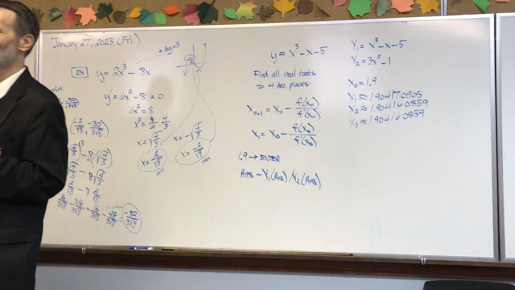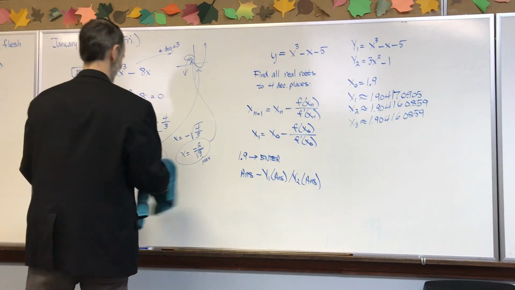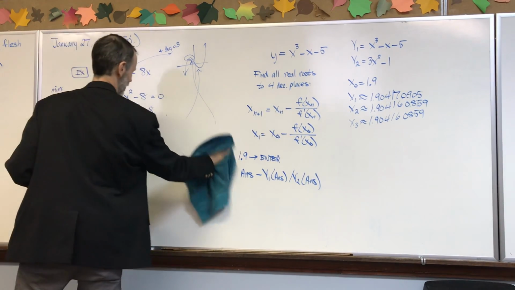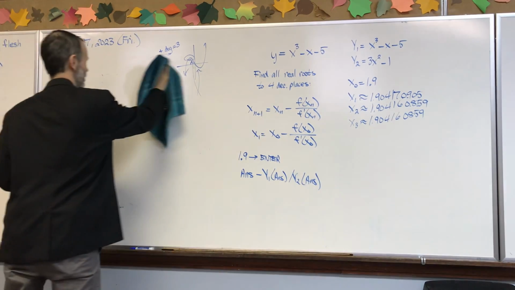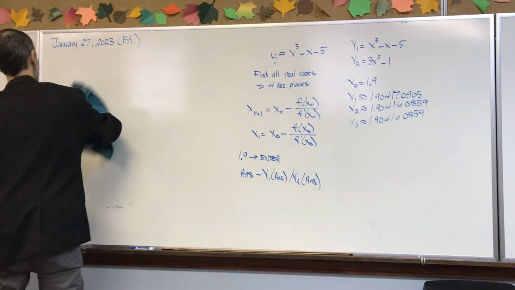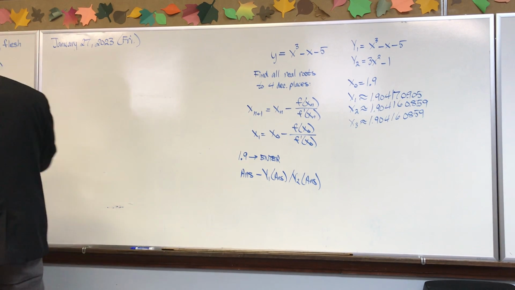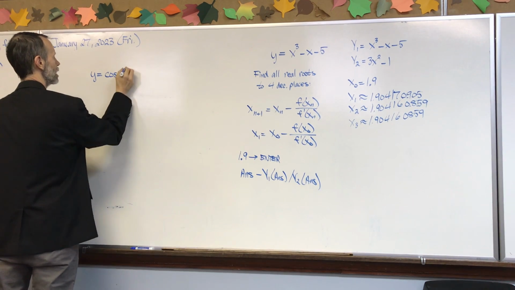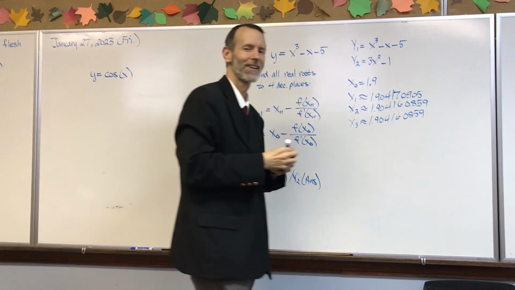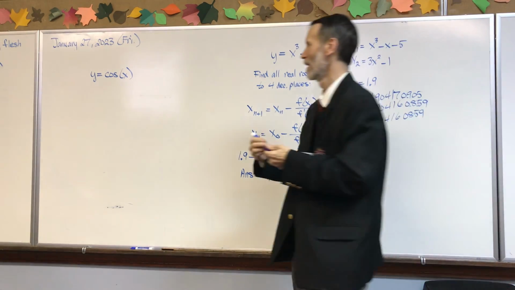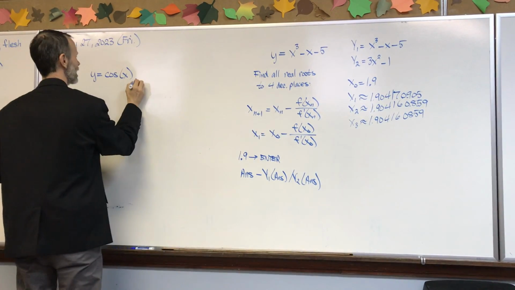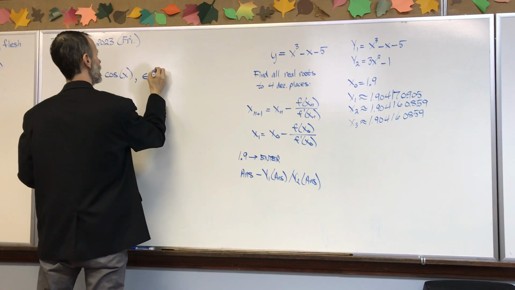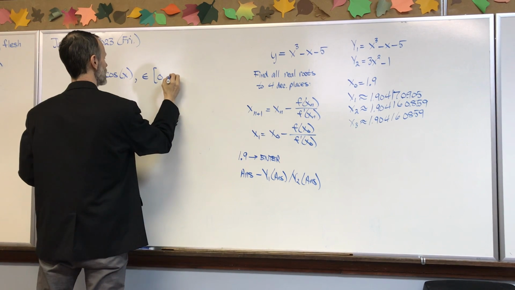Tell you what. You asked for possible variations. I'll give you a possible variation. Y equals cosine of x. And I want to limit it, we should be fine. Is there any answer from 0 to 3?